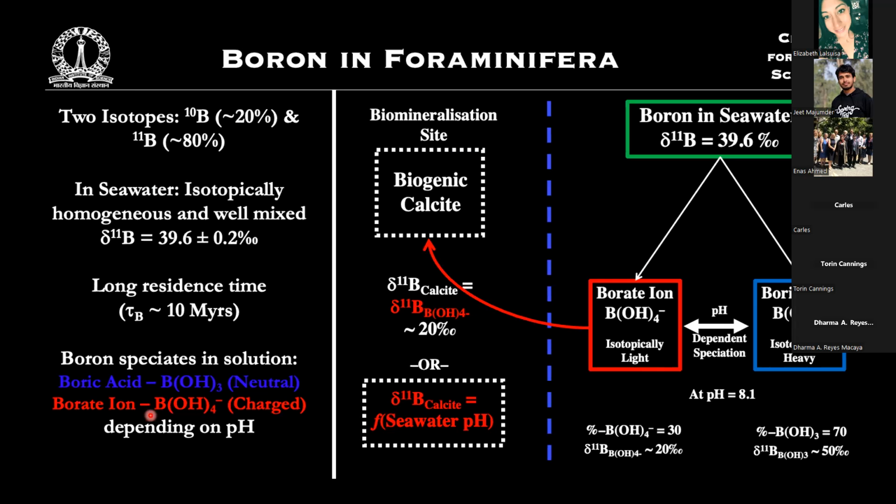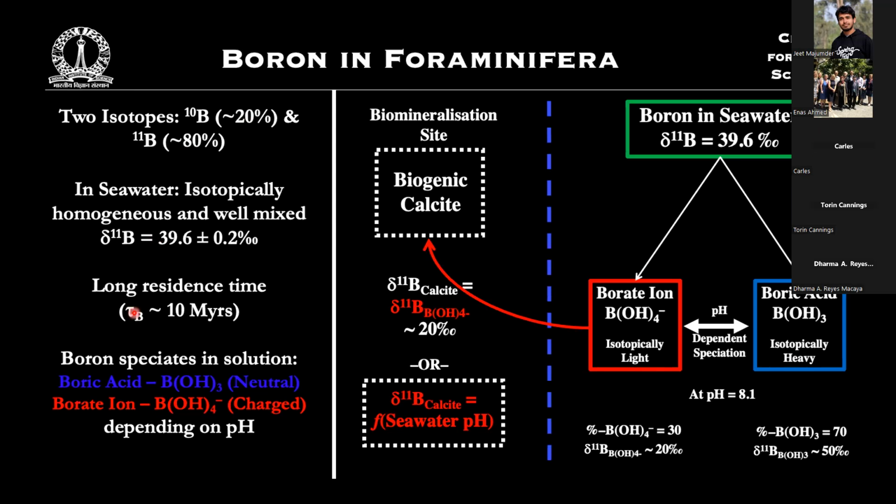Boron has two isotopes, 10 boron and 11 boron, with an abundance of 20 and 80% respectively. Seawater boron isotopic composition is extremely homogeneous. This is all Gavin Foster's work. And it has a very long residence time. So for all practical purposes, if you're looking at a process which happens over a million years or a few million years, you need not worry about the changes in seawater boron isotopic composition.